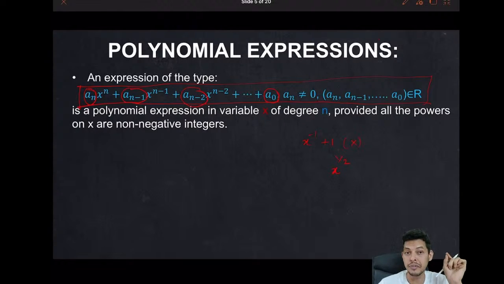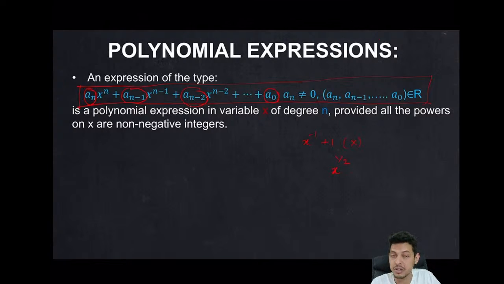And the coefficients, so what do we mean by coefficients? If you see over here, these numbers that I have circled, an, an minus 1, an minus 2, these are termed as coefficients of these powers. For example, the coefficient of x to the power n here is going to be an, the coefficient of x to the power n minus 1 is an minus 1, the coefficient of x to the power n minus 2 is an minus 2, and so on.